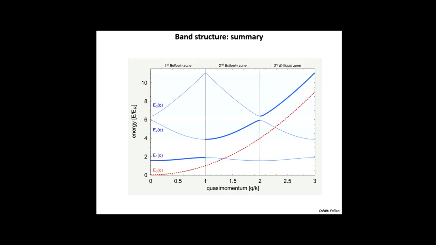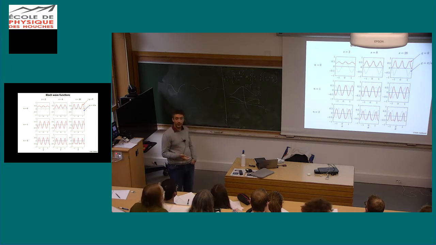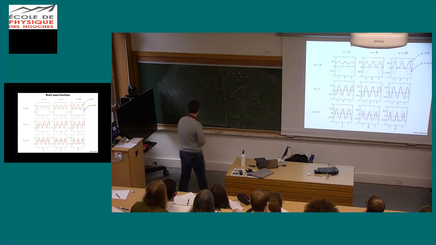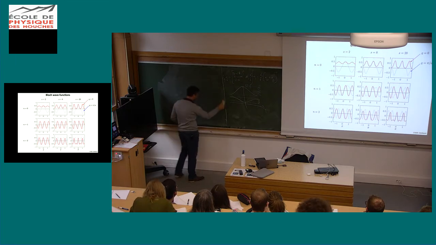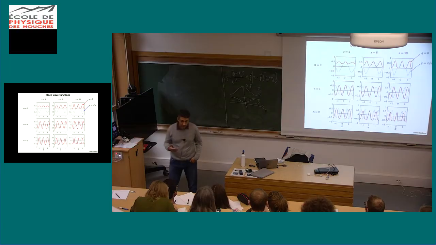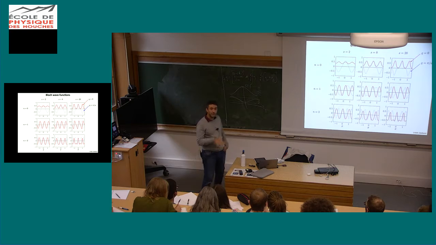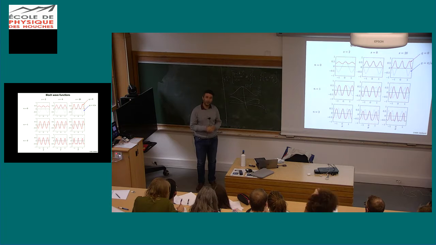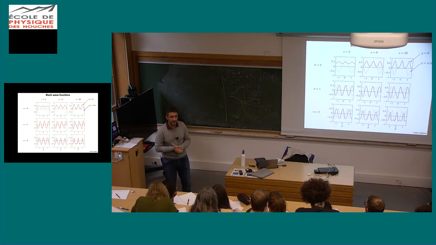Okay, so we have this band structure, and we want to play with our atoms and, of course, load them in this band structure. So how can we load the atoms in this optical lattice? And there is one question. If you want to load the atoms in the optical lattice, especially if you want to study low energy physics, the question that comes naturally is: how can I do an adiabatic loading? How can I load the atoms in the optical lattice without heating them up, without changing the entropy of the system?